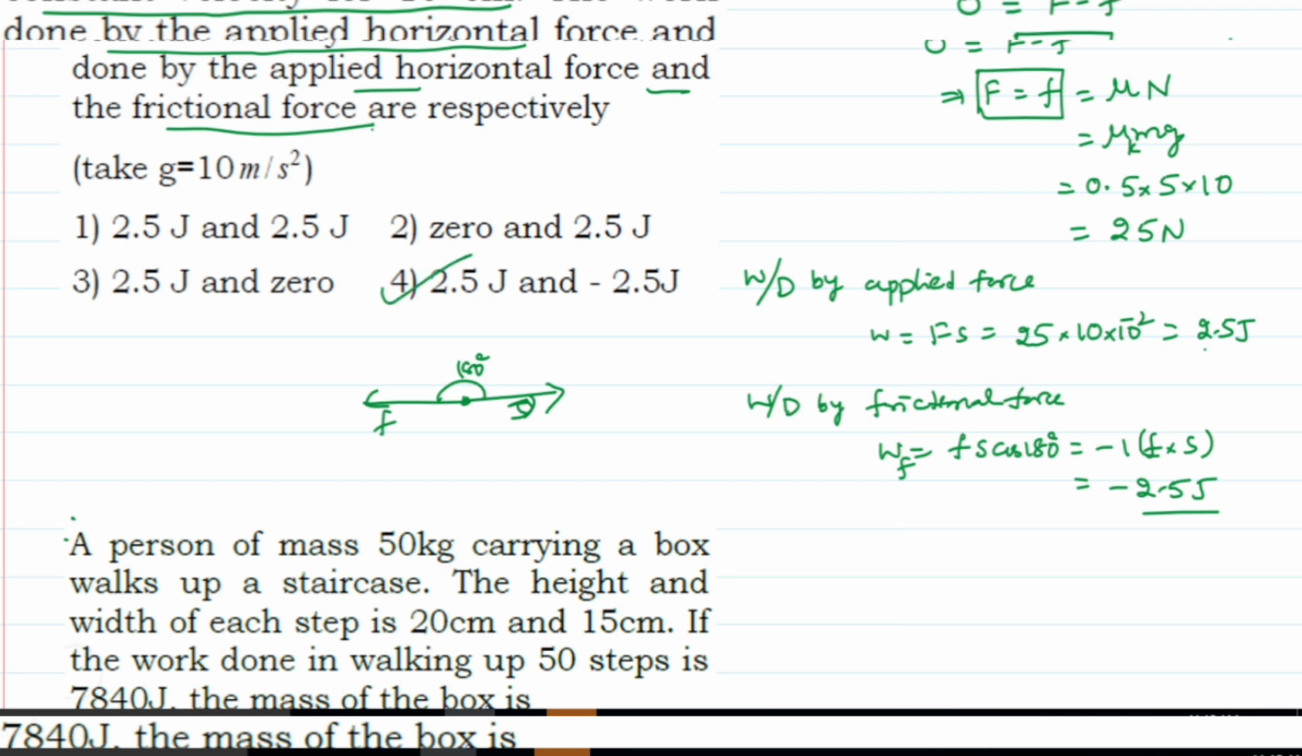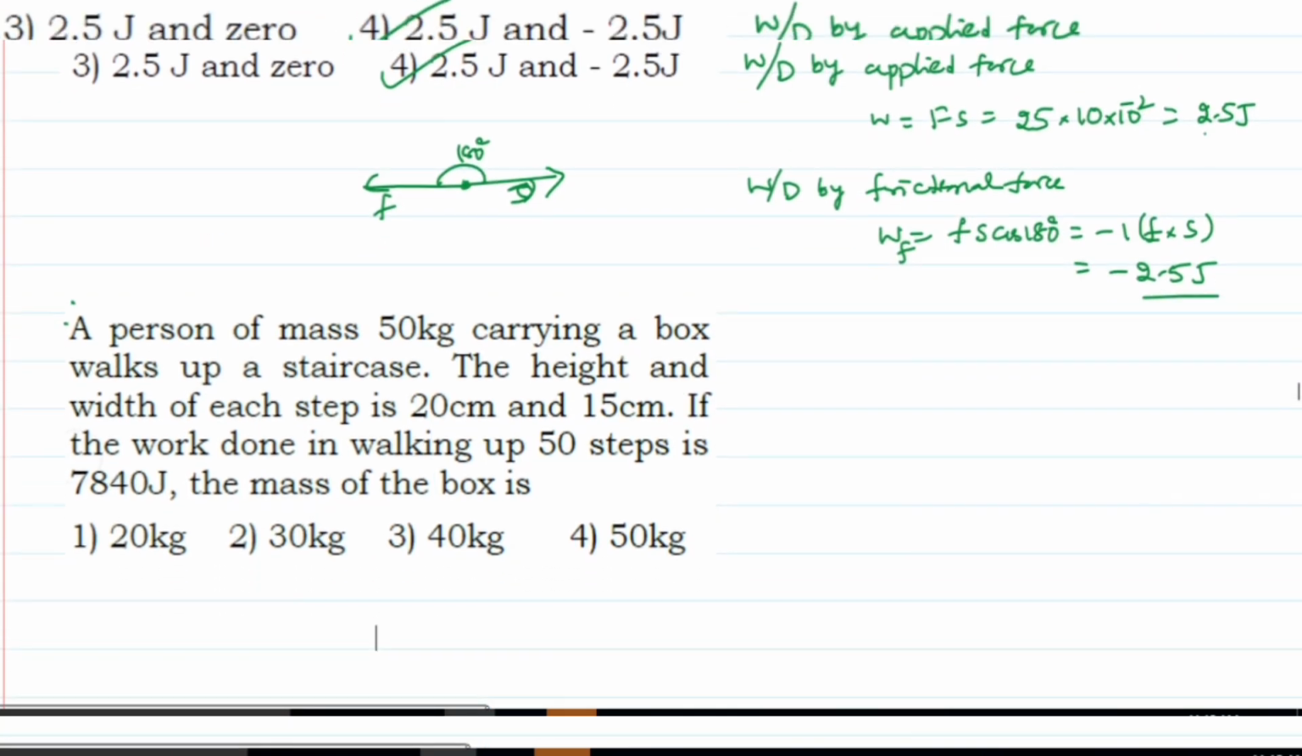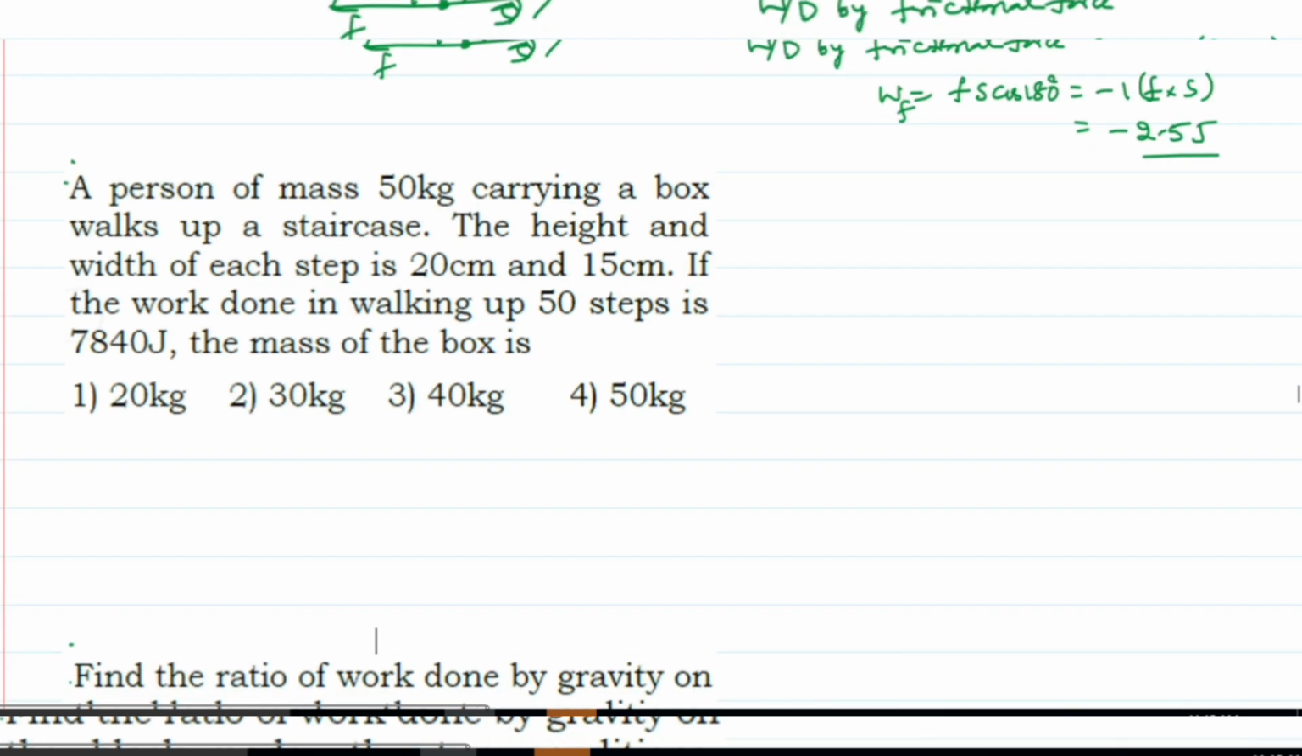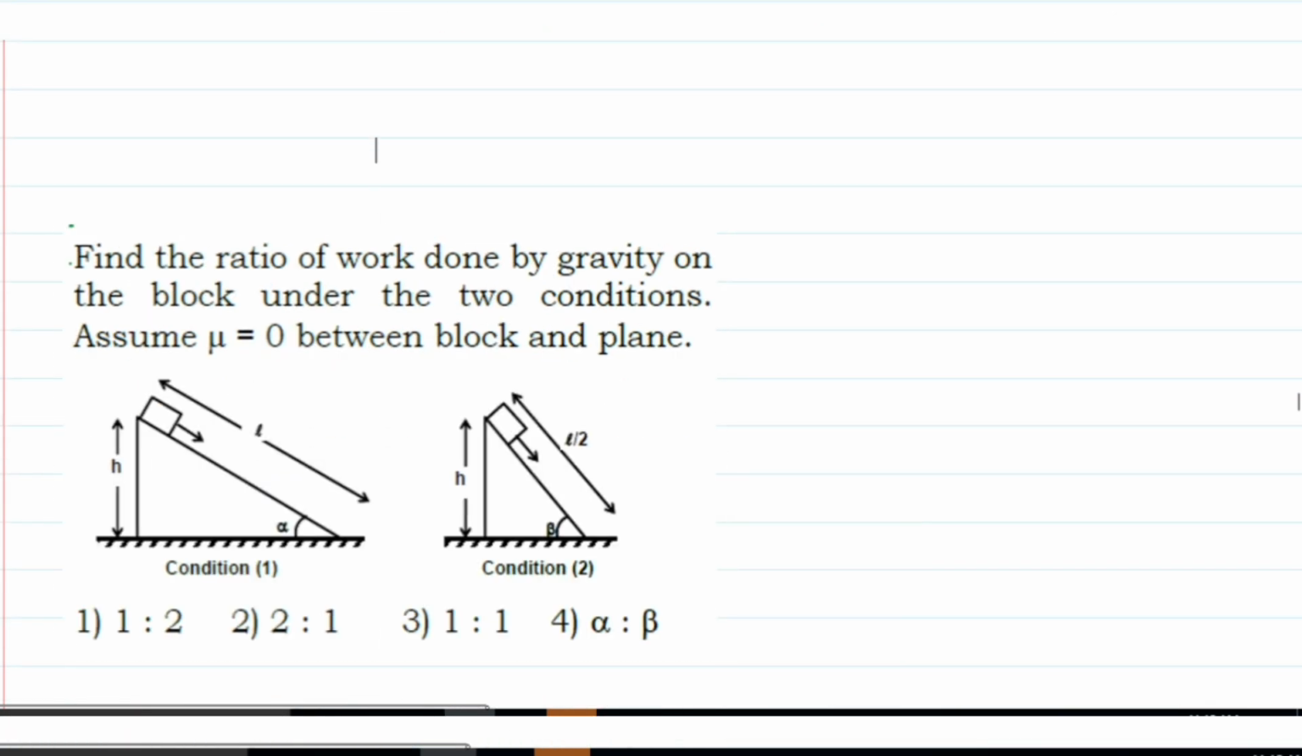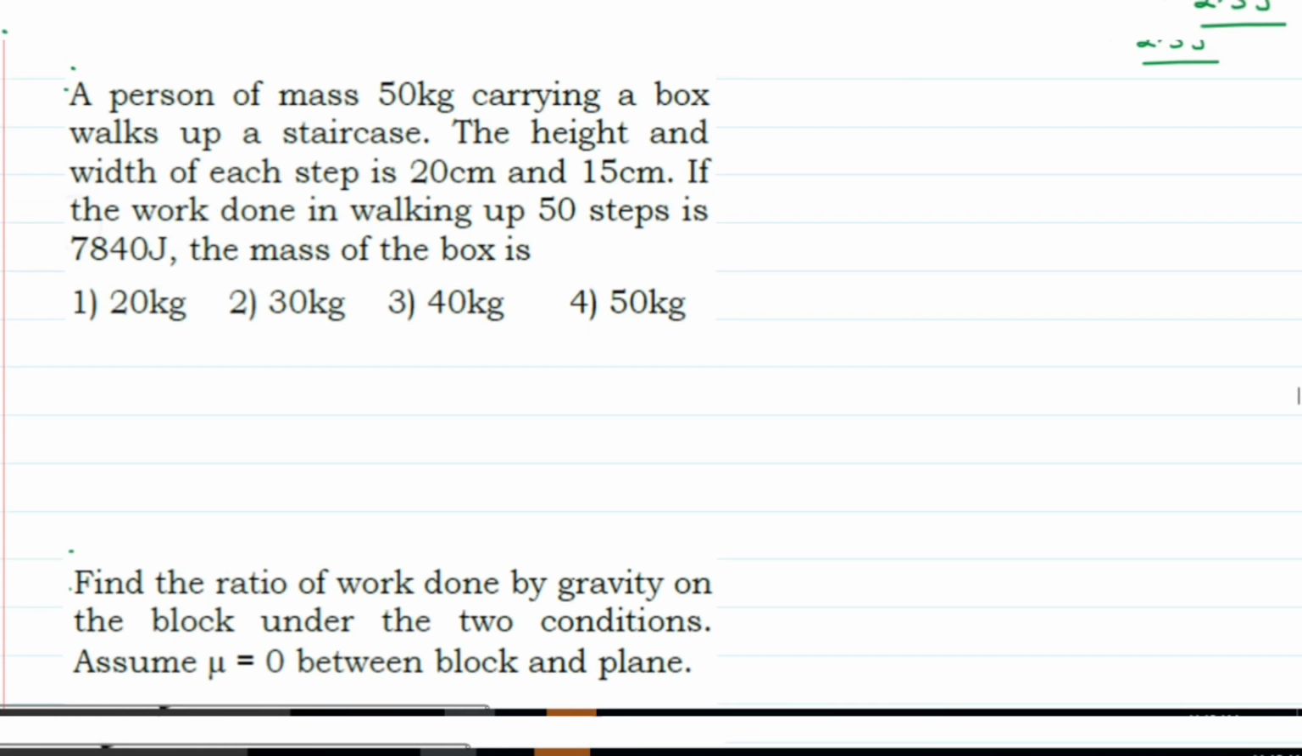Now let us see the next question. A person of mass 50 kg carrying a box walks up a staircase. The height and width are given. The height and width of each step are given as 20 centimeter and 15 centimeter. The work done in walking up 50 steps is 7840 joules. They are asking for the mass of the box.